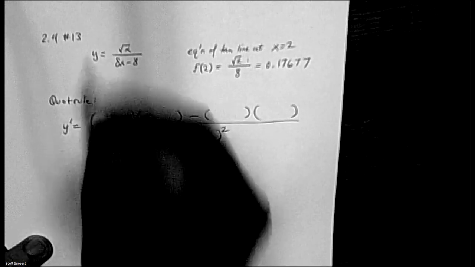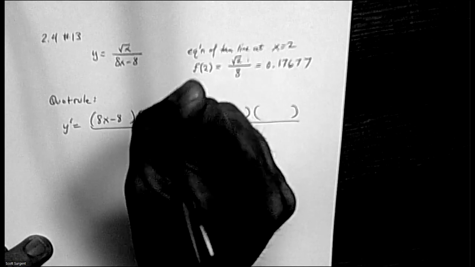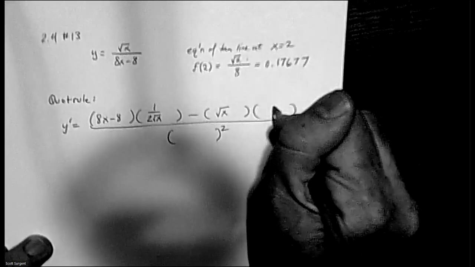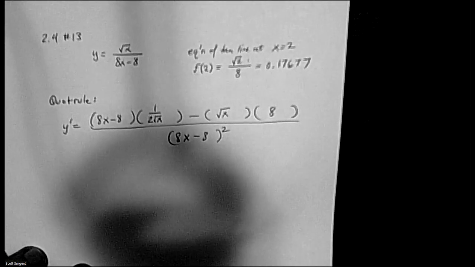So let's do it. Bottom, derivative top, minus top, derivative bottom, all over bottom squared. Okay.